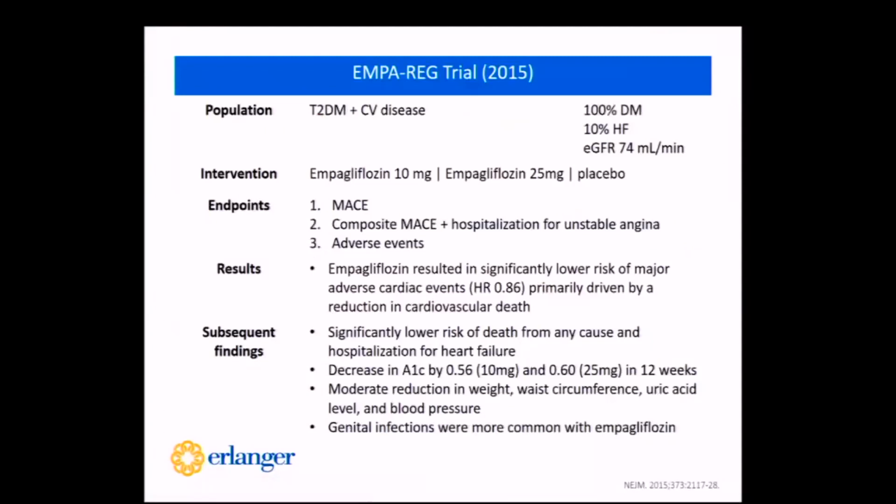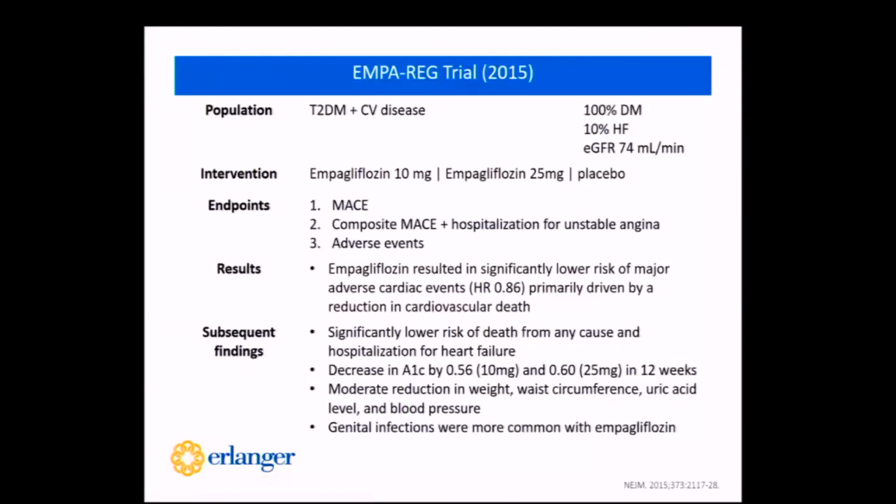As a result, the study found that empagliflozin has significantly lower risk of major adverse cardiac events with the hazard ratio of 0.86, and this was primarily driven by the reduction in cardiovascular death. Other subsequent findings were that there was significantly lower risk of death from any cause and a lower risk of hospitalization for heart failure. As I mentioned, the baseline population of heart failure patients was only about 10%. So this was really focusing on decreased first hospitalizations for heart failure.